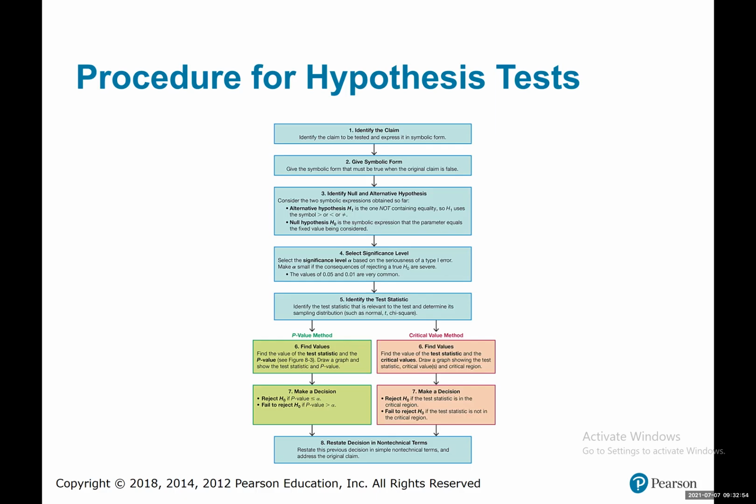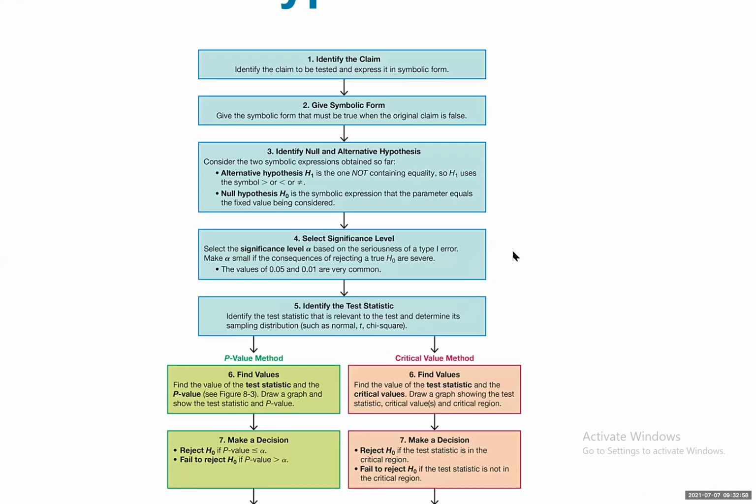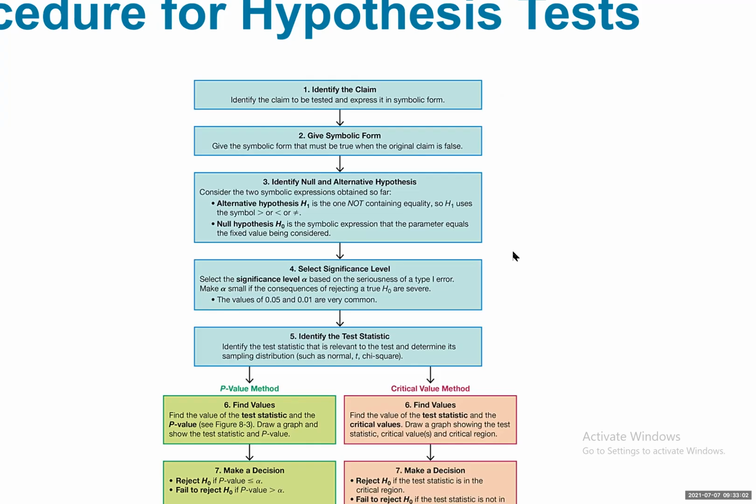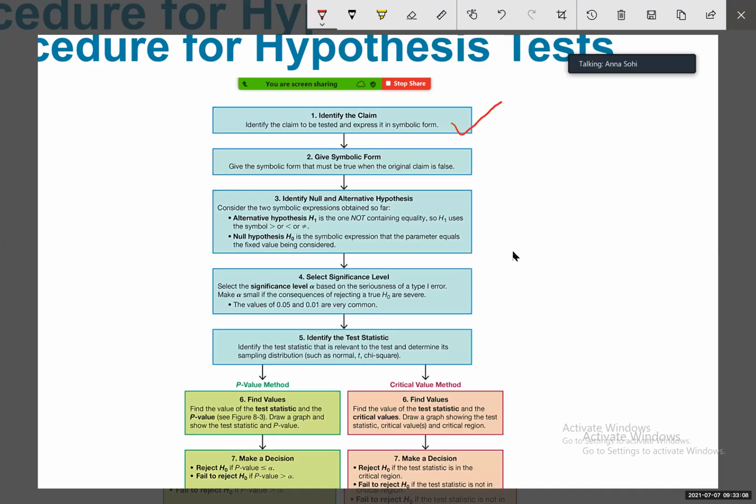So here's a procedure. I'm going to summarize that when we go to a problem. But we mainly need to identify the claim. Read the question well, see what the claim is. And then we must write down correctly what the null hypothesis and alternative hypothesis are.